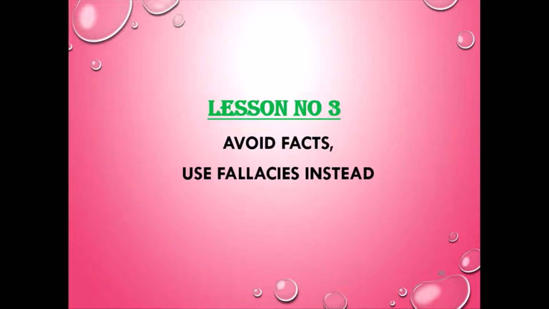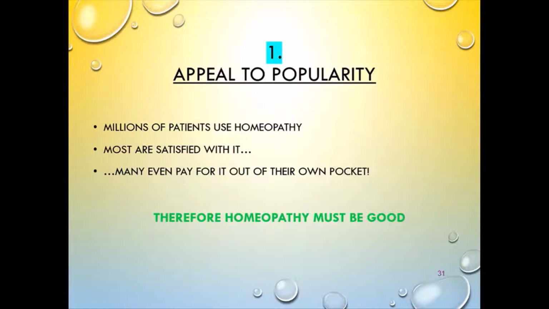Lesson number 3, you must avoid facts and use fallacies. There are plenty of fallacies. I'm just going through some of the more obvious examples. The appeal to popularity. Millions of patients use homeopathy. That is true. In India, for instance, it is very, very popular. In Brazil, it's very, very popular. Even in Britain, it's quite popular.